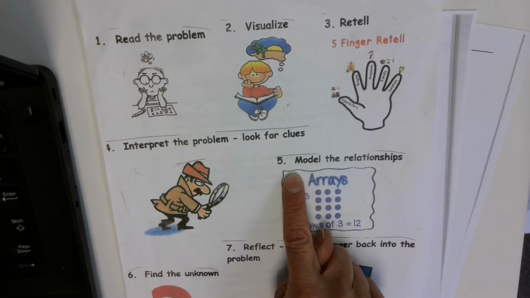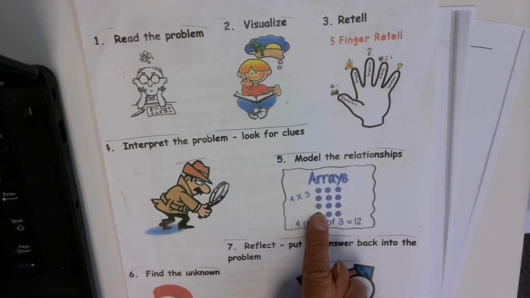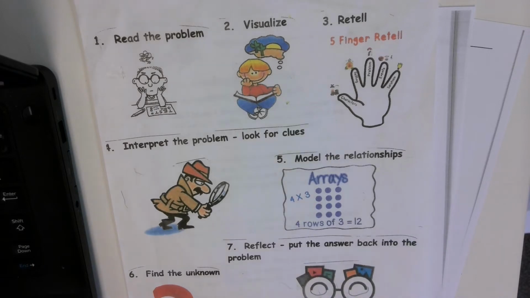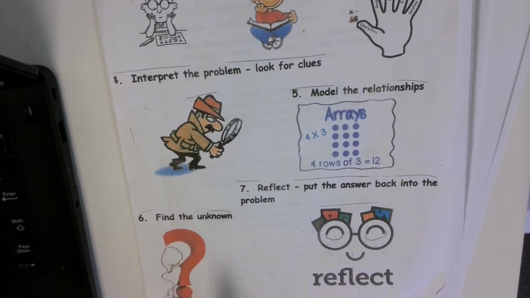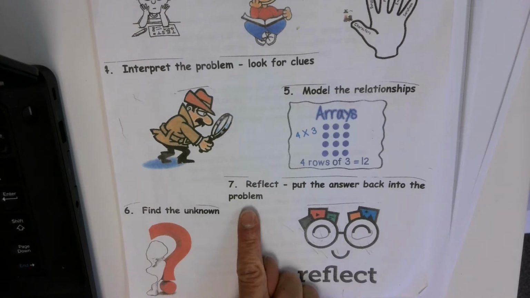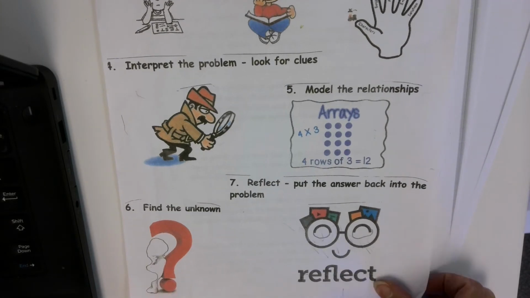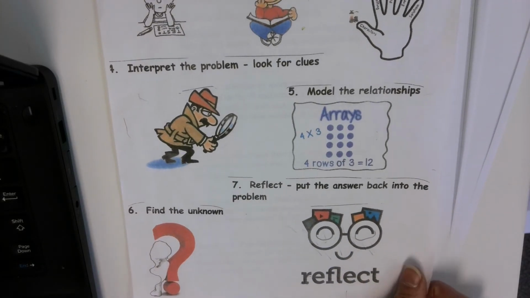Fifth step, model the relationships. Also, draw a picture is a good one for this. If you're going to draw a picture, that is going to help you know what to do for the next step, which is find the unknown. What operation will you use? You have to think of the clues and look at your drawing, and then you should know. And then, of course, 7, probably the most important, reflect. Put the answer back into the problem, and then you'll know if the operation you chose was wrong.